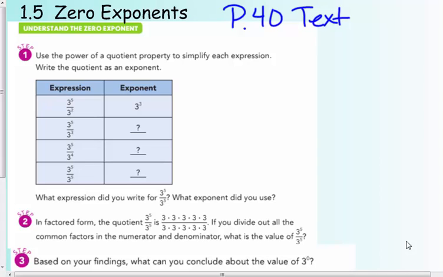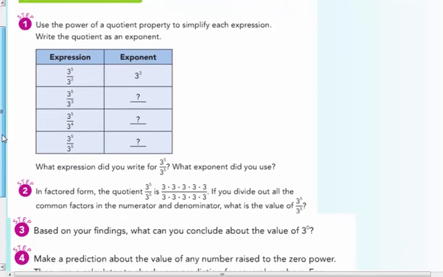Number 1 says, let's understand the 0 property. Use the power of a quotient property to simplify each expression. Write the quotient as an exponent. So 3 to the 5th over 3 to the 2nd, we know to keep the base and subtract the exponents, would be 3 to the 3rd. So 3 to the 5th over 3 to the 3rd, keep that base of 3 and subtract the exponents. 5 take away 3 would be 3 to the 2nd.